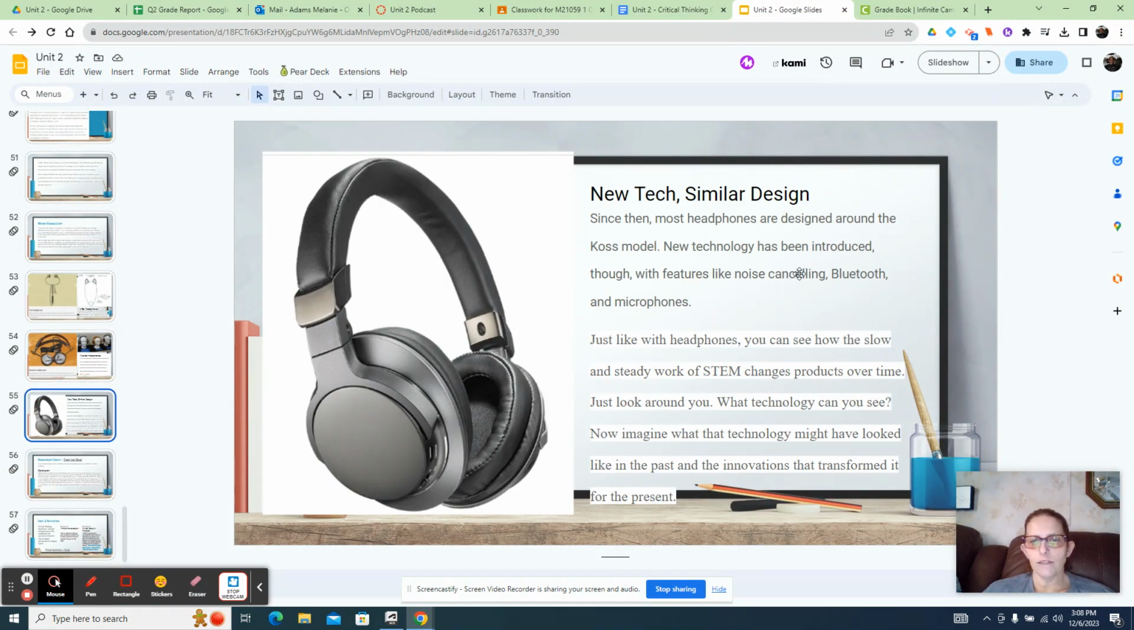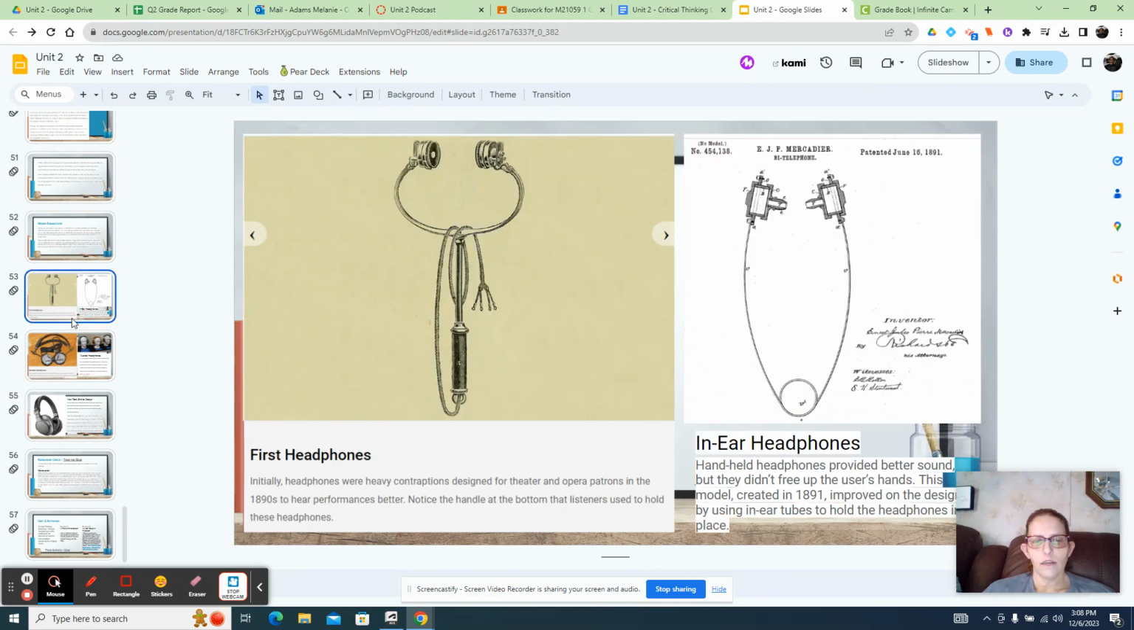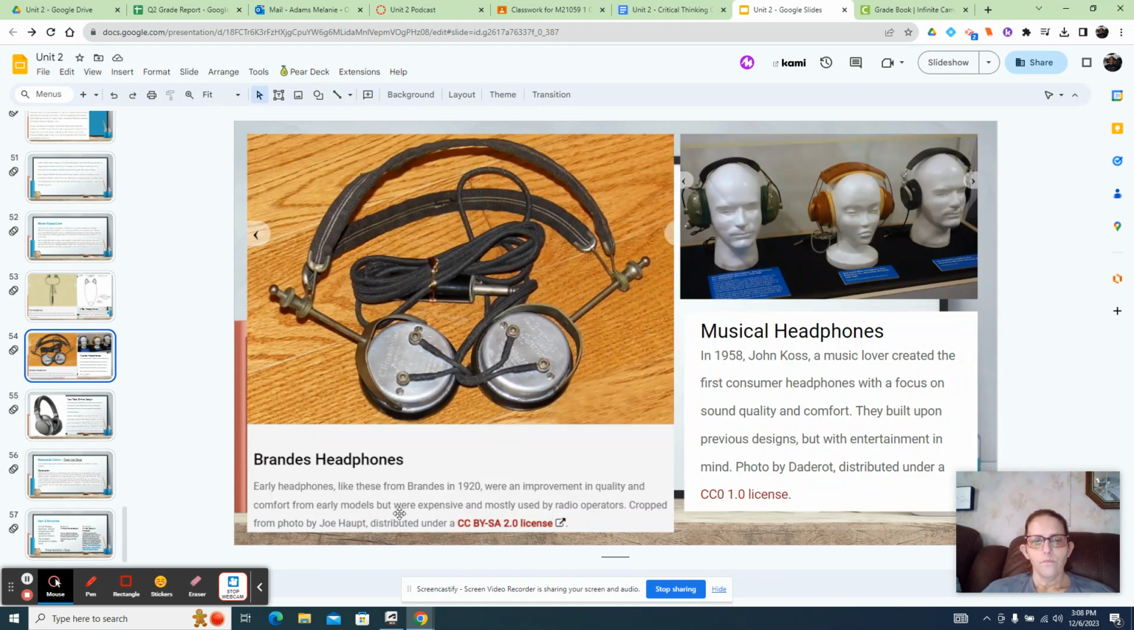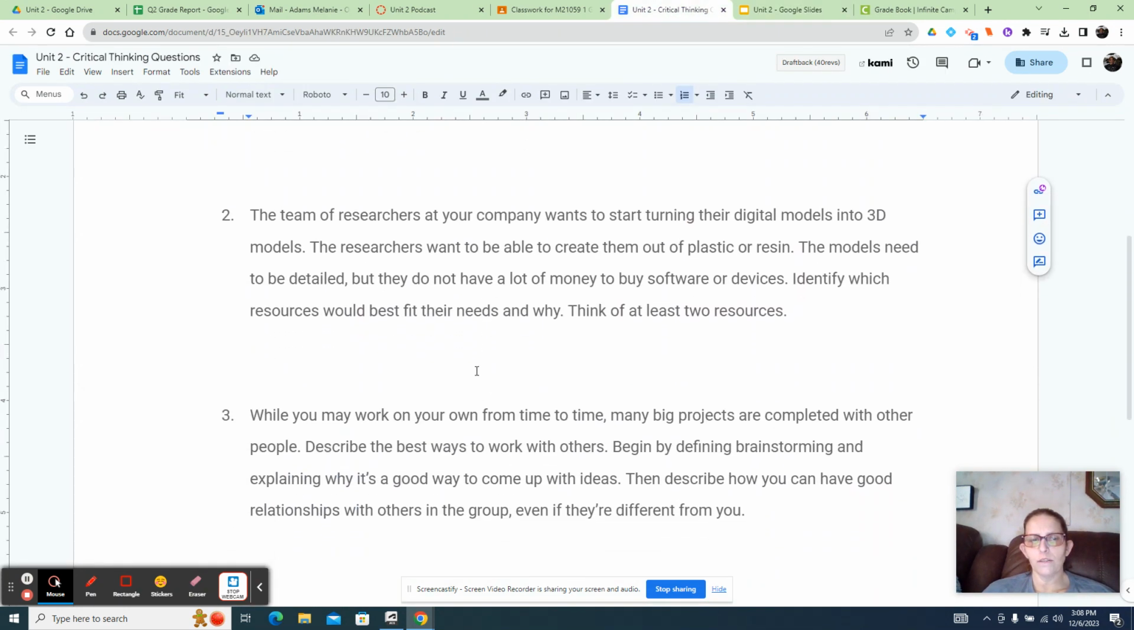All right. How have headphone designs evolved over time? Okay, so they slowly worked over time. What has it done? Give me dates. All right, so first headphone, 1890s, and then 1891, this happened. And then in 1920, it was improved, and then 1958. Okay, so just give me a rundown of what happened and what your invention or innovation was.